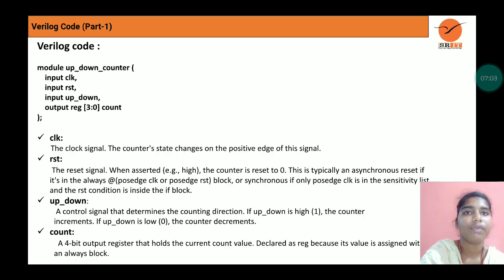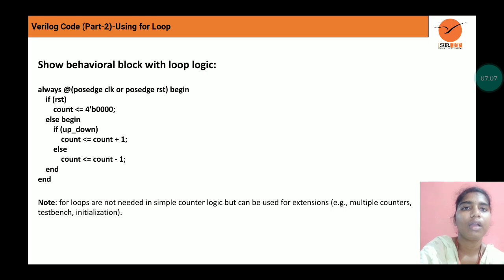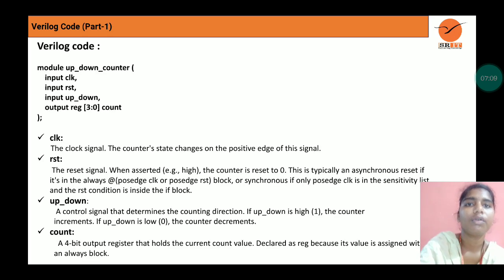Verilog code part 1. This is the Verilog code. Module up_down_counter, input clock, reset, up_down, output reg [3:0] count. Clock is the clock signal. The counter state changes on the positive edge of this signal.